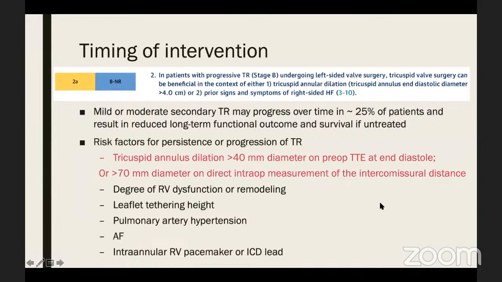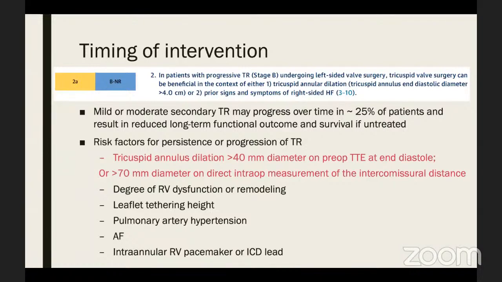Okay, the second recommendation, in patients with progressive TR, stage B, undergoing left-sided valve surgery, tricuspid valve surgery can be beneficial in the context of either one, tricuspid annular dilation, so tricuspid annulus end diastolic diameter more than 4 centimeters, or two, prior signs and symptoms of right-sided heart failure. This is class 2A-B. For mild or moderate secondary TR, it may progress over time in about 25% of patients and can result in reduced long-term functional outcome and survival if left untreated.